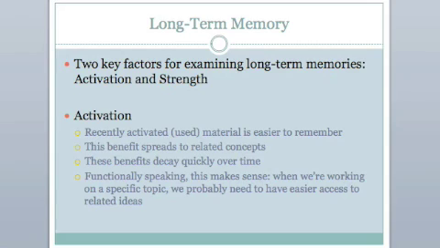When we take a look at long-term memory, there are two very important factors we have to consider. The first is activation, and the second is strength. Activation is not really surprising on the surface, because it says that items which you have remembered somewhat recently are easier to remember than items which you have not looked at in a long time. But what is surprising about activation is that this benefit spreads to related concepts. For example, if you start reciting colors, red, blue, green, then it's much easier to come up with other colors because they are linked conceptually.